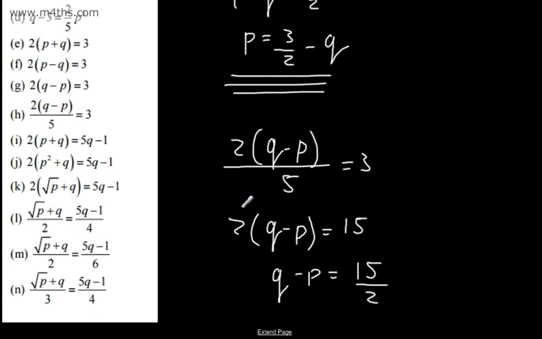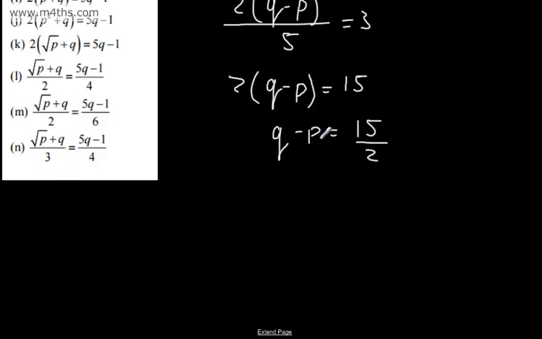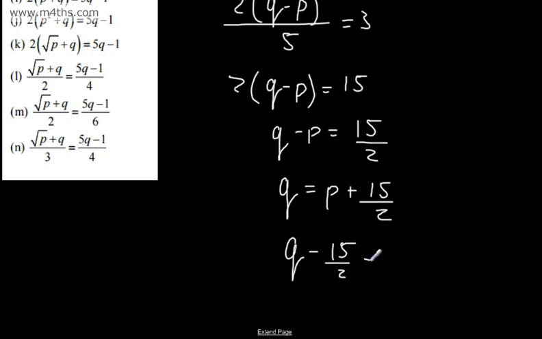We actually missed one here. It doesn't really matter, we'll do it with this one. I'm going to add p to both sides. So q is equal to p plus 15 over 2. Subtract 15 over 2 from both sides. q minus 15 over 2 is equal to p. And now we've made p the subject of the equation.